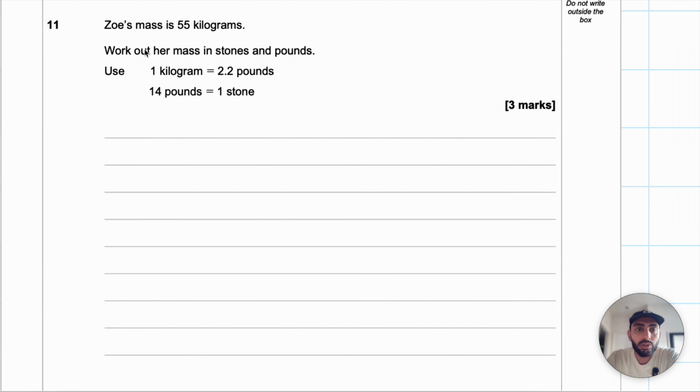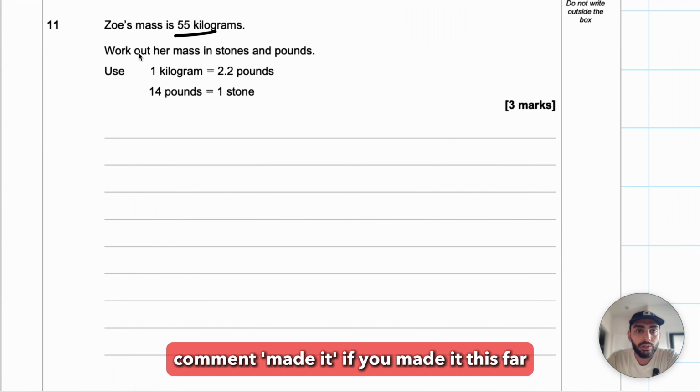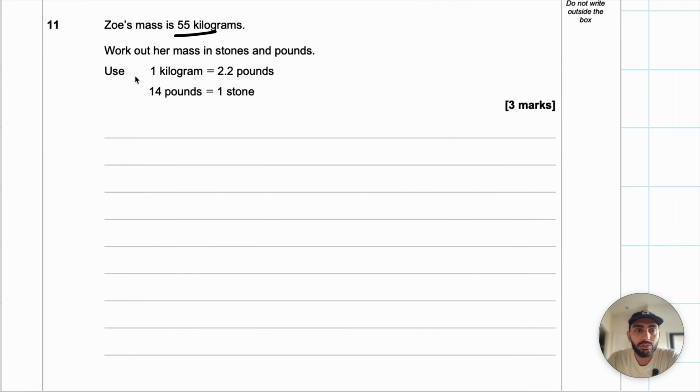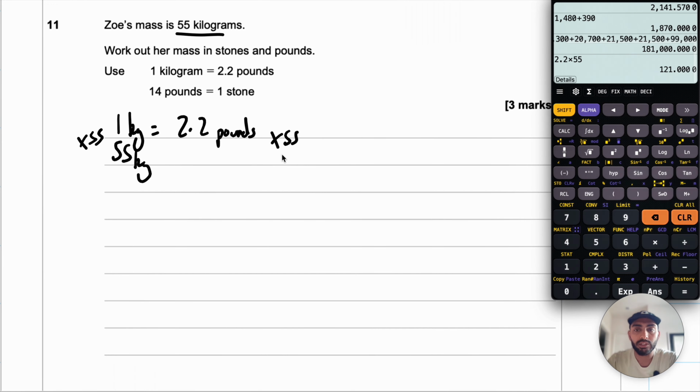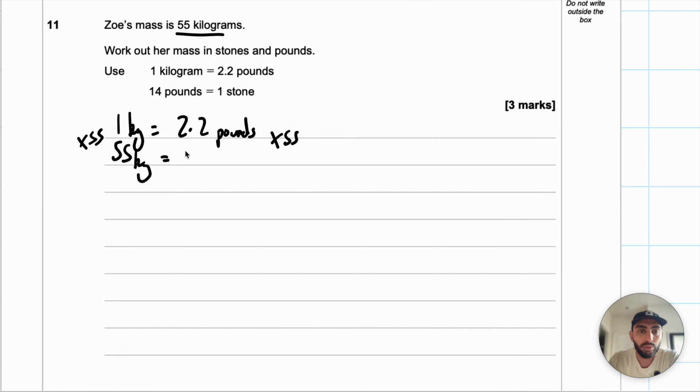Question 11. Zoe's mass is 55 kilos. Work out her mass in stones and pounds. Use 1 kilo is 2.2 pounds and 14 pounds is equal to 1 stone. Let's first convert these kilos into pounds. So we know 1 kilo is equal to 2.2 pounds. We're trying to find what 55 kilos are. So on the left hand side, we've multiplied by 55. On the right hand side, we also need to multiply by 55. 2.2 times 55 is 121.